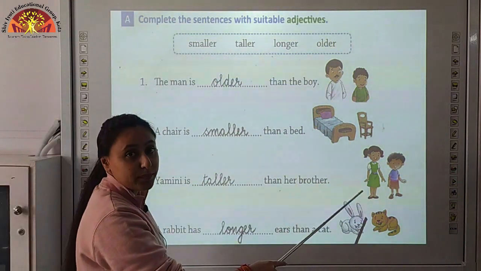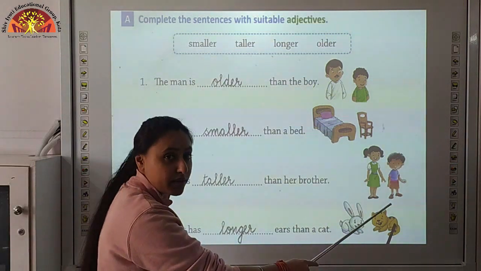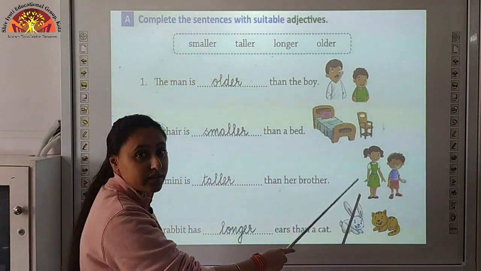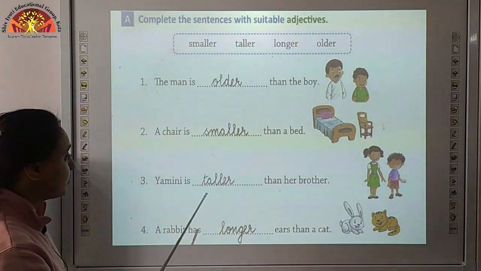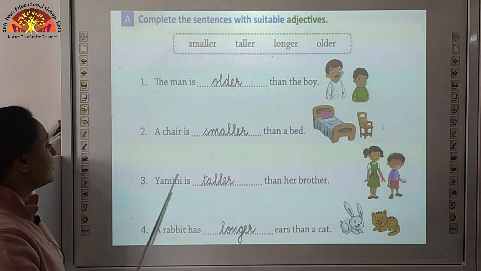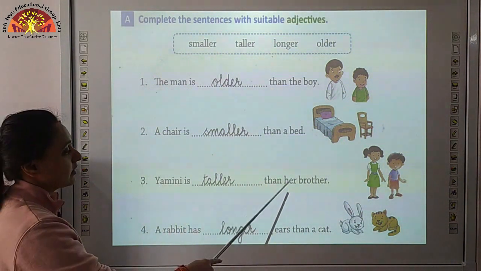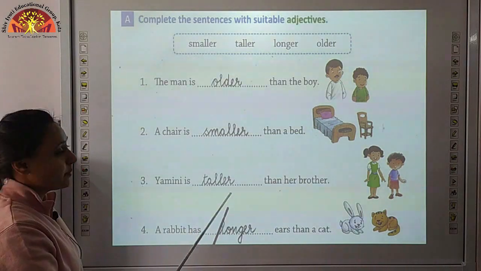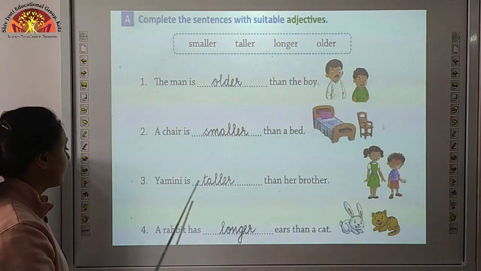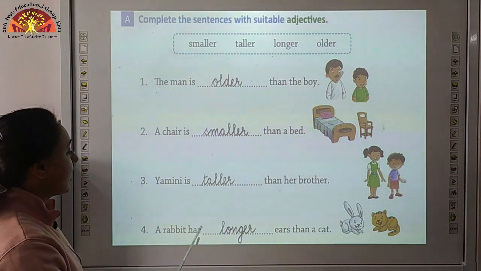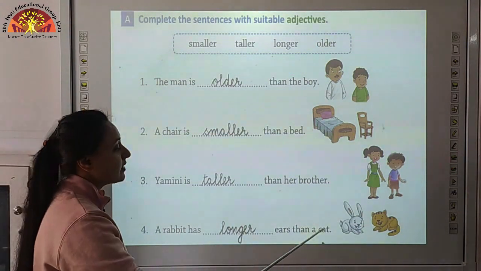Number 3, Yamini is dash than her brother. Here you have to compare between Yamini and her brother. Yamini is taller than her brother. So we will choose the adjective taller here. Yamini is taller than her brother. TALLER, taller.